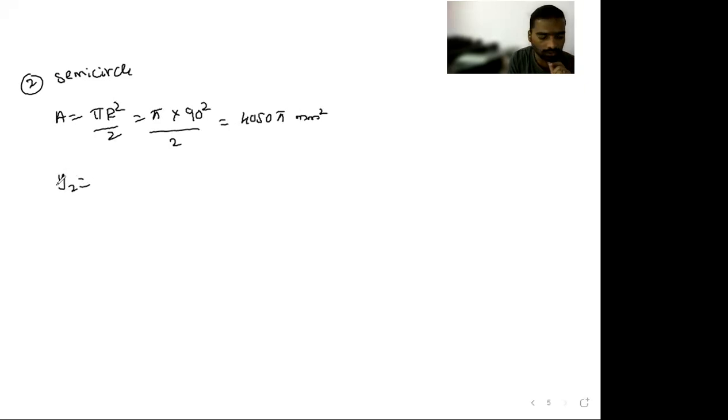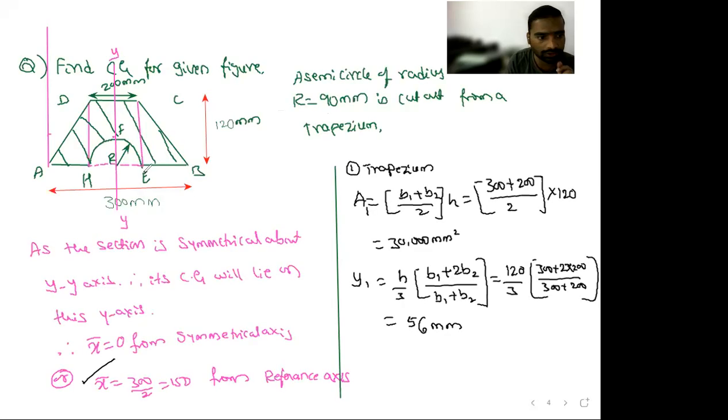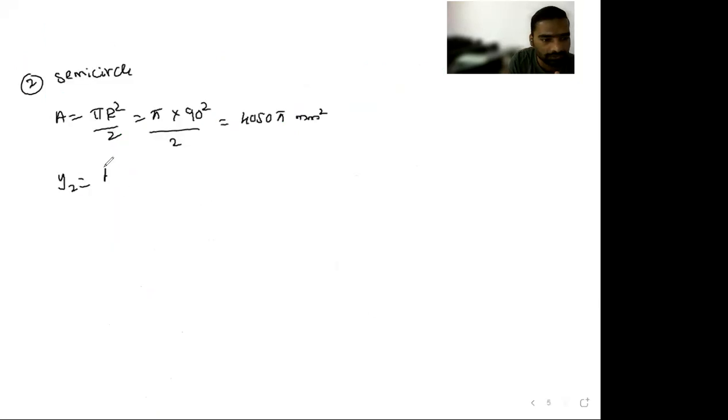Then I will go for the y2 value. See from the figure, all of you concentrate. This is the semicircle, correct? I have to go in the y direction and locate the centroid. Can you tell me what is the centroid for the semicircle? 4 r upon 3 pi. So 4 into r, which is 90, divided by 3 pi. So I will take it as 120 divided by pi mm.